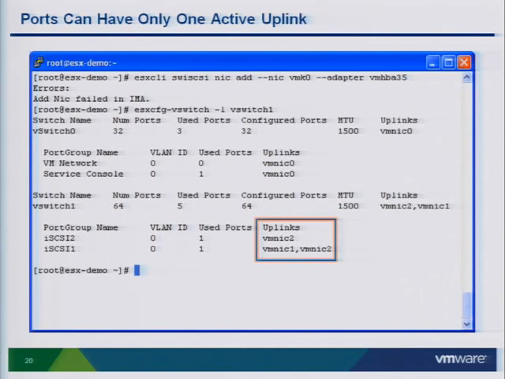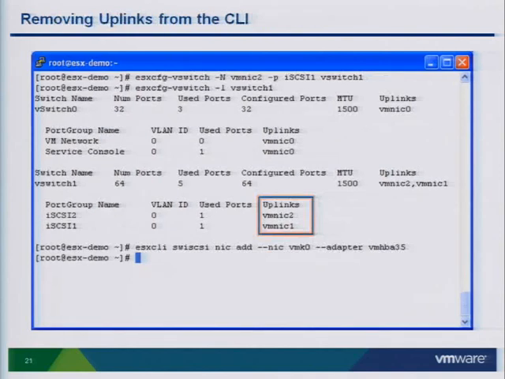Well, you can go back to the UI and fix this, or actually there are command line options to allow you to fix it as well. The esxcfg-vswitch command at the command line will allow you to remove vmnic2 from the port group iSCSI 1 on vSwitch 1. You type in that command, you get no response. That means it was successful.